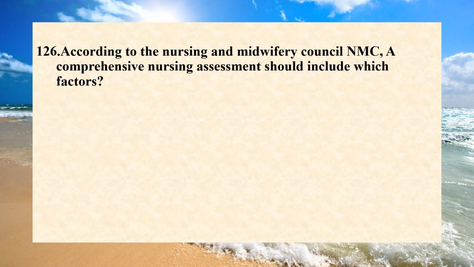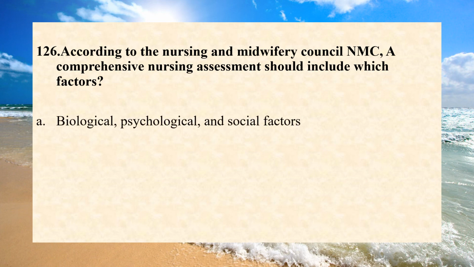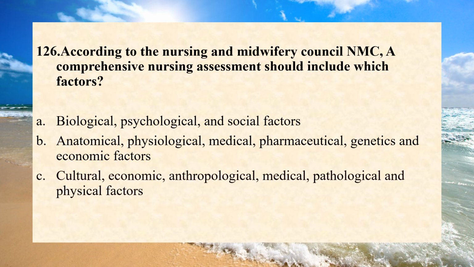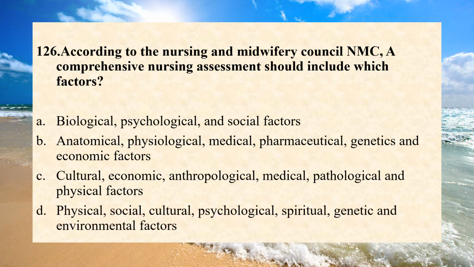According to the Nursing and Midwifery Council (NMC), a comprehensive nursing assessment should include which factors? Option A, biological, psychological and social factors. Option B, anatomical, physiological, medical, pharmaceutical, genetics and economic factors. Option C, cultural, economic, anthropological, medical, pathological and physical factors. Option D, physical, social, cultural, psychological, spiritual, genetic and environmental factors. The correct answer is D, physical, social, cultural, psychological, spiritual, genetic and environmental factors.